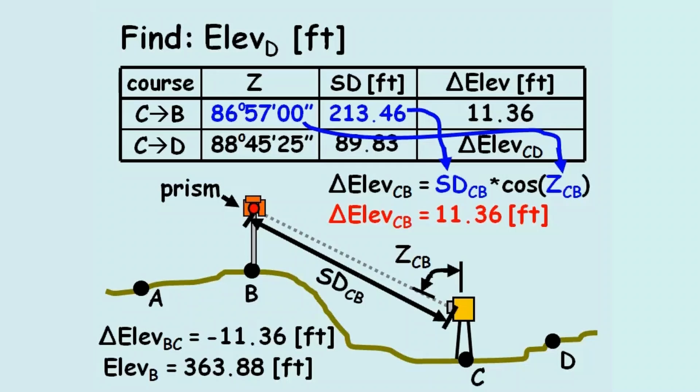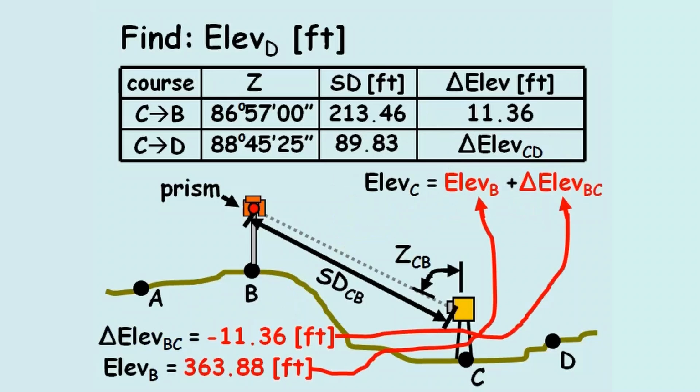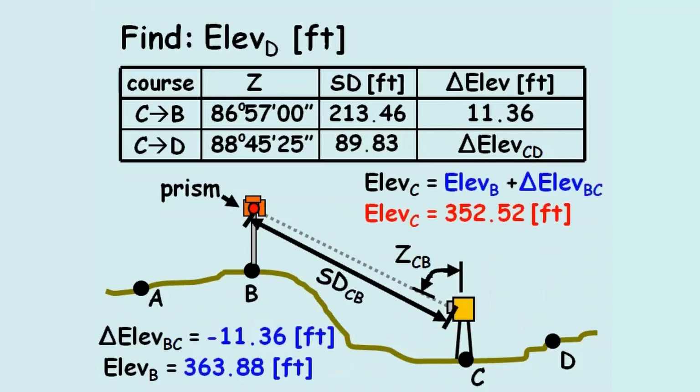Therefore, the foresight and backsight measurements yielded the same change in elevation between points B and C, which we'll use, 11.36 feet, to calculate the elevation at point C, which equals 352.52 feet.